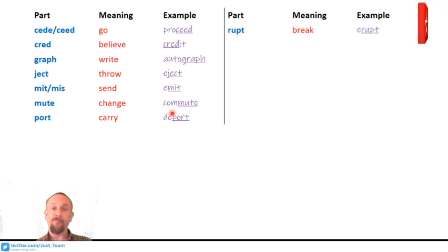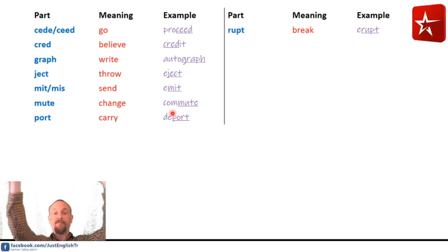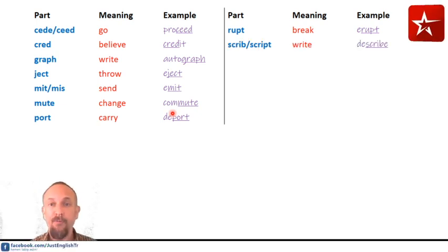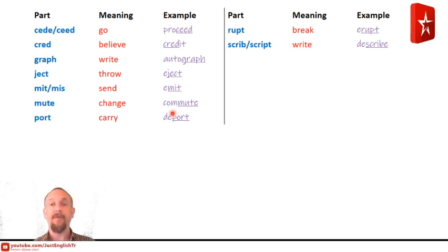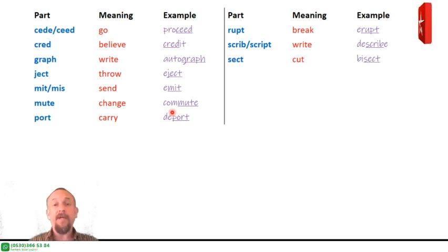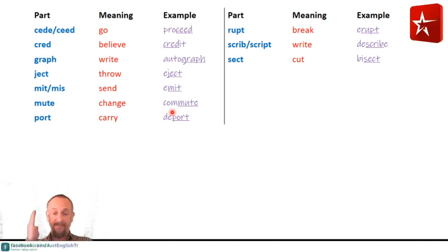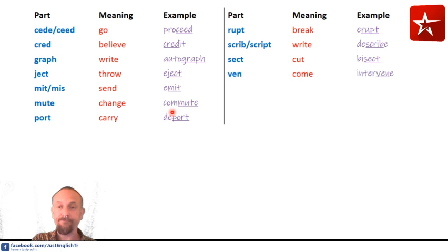We have rupt, which means, again, to break, and erupt, if you can imagine a volcano to break out, it explodes in an upward motion. We have scribe or script, which means to write, and we have it within description. If you write a description about something, you're writing what that thing is like. We have sect, meaning to cut, and bisect. Bi means two, and bisect means to cut into two.